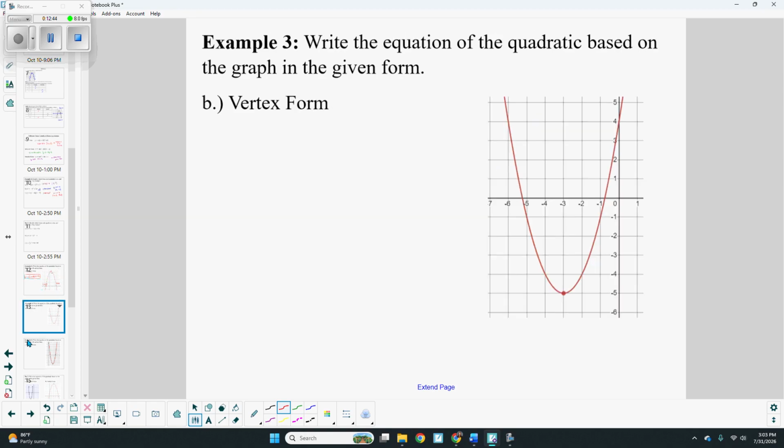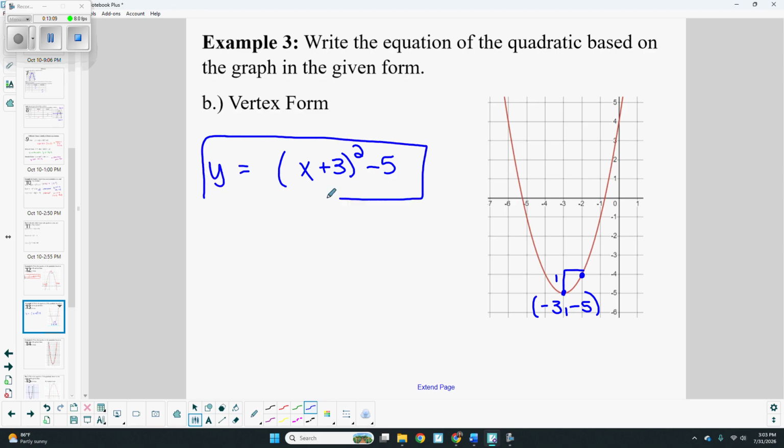So for B, this asks for vertex form. So in vertex form, I'm going to find my vertex, which in this case is -3, comma, -5. So that means in the parentheses, it's x plus 3 squared, and outside is -5. And again, we're going to check our a. So it looks like the next point would be there, up 1 over 1. So a is just 1. So I don't have to write the 1 there, but I can if I want. And that's my equation in vertex form.